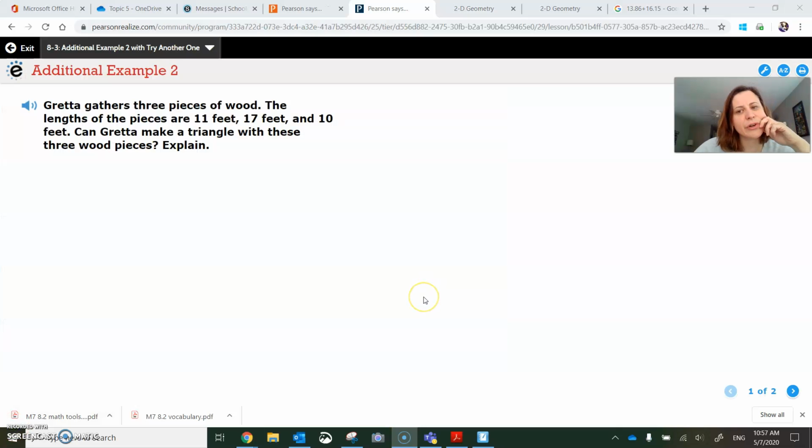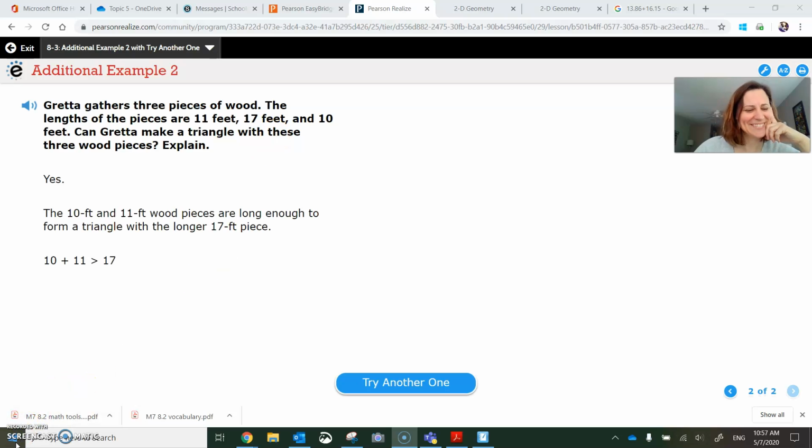So once you figure out the shortcut for that, it's not so bad. On this one, 17 feet is the longest side, so when you add these two together, they better be more than 17. 10 plus 11 is 21. That's more than 17. This will make a triangle.